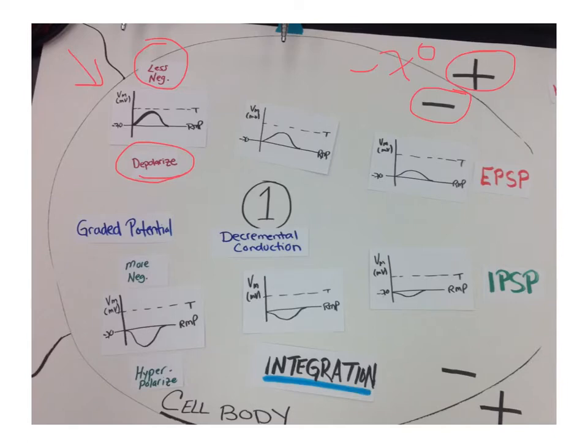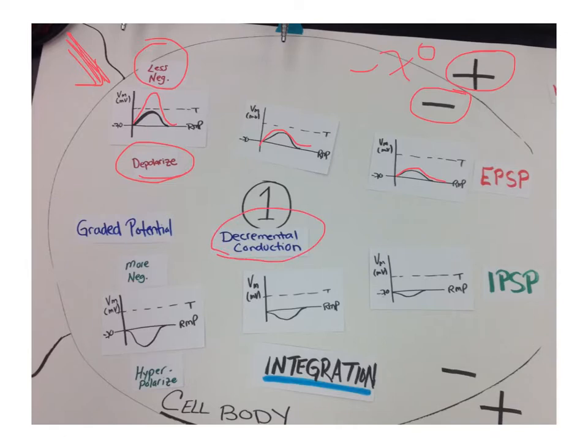making it less negative. This is a graded potential because should the stimulus be stronger, the amplitude of this response would have increased. As it moves through the cell body, what you'll note here is that the amplitude actually decreases. This is known as decremental conduction.